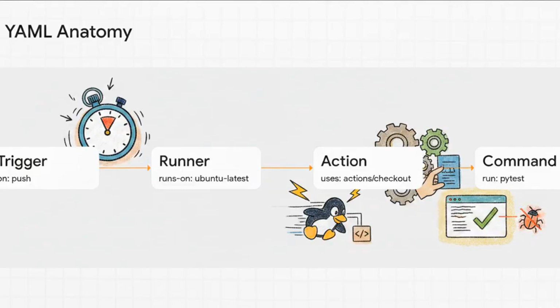Simple enough? Second, the runner. Runs on Ubuntu latest. Tells GitHub, hey, spin up a fresh, fast Linux virtual machine for us. Third, the action. Uses actions/checkout. This is a pre-built automation that grabs your code. And finally, the command, run pytest. This just executes a raw shell command to run your tests. See, we're really just stacking these simple blocks together.